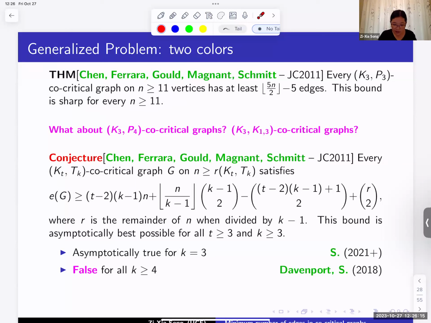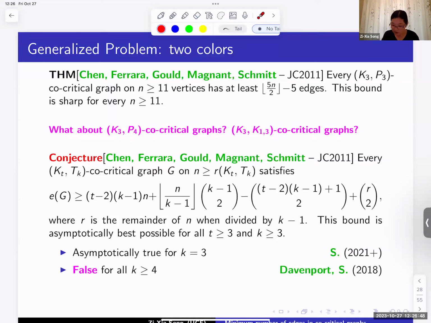This is the one from when Michael Ferrara visited me. I asked him, you did K3 P3, let's see if we can do K3 P4 or K3 and a claw, just to do some homework. Originally, I thought this would be trivial, but after an afternoon of discussion, I couldn't solve it. So what I did is I added these 2 together. But I didn't read their paper in its entirety, I only read the first part.